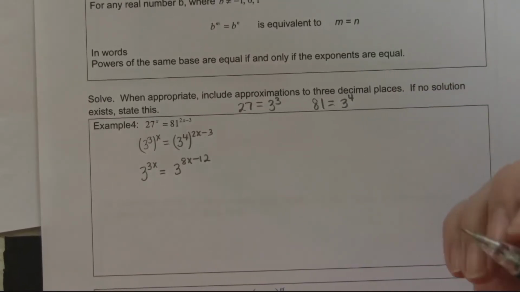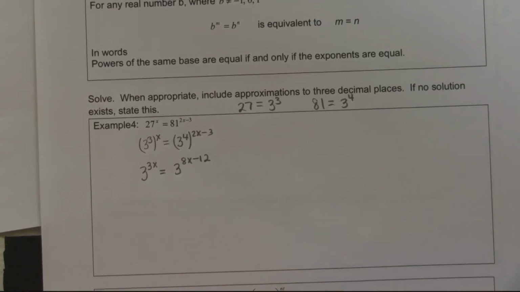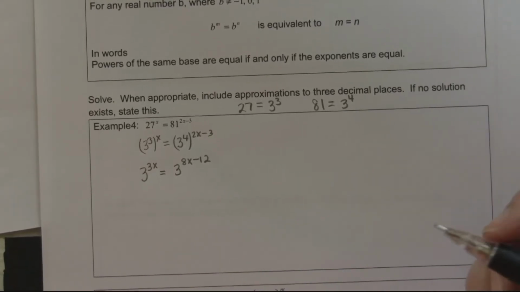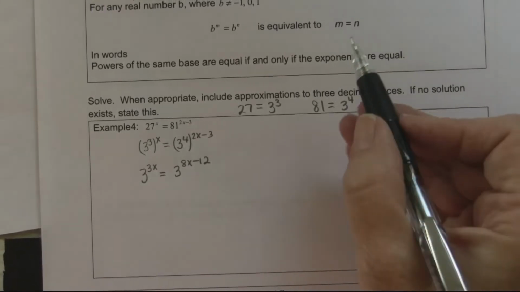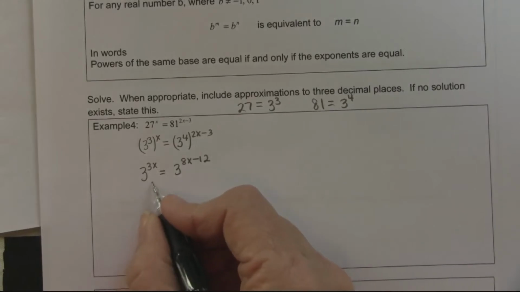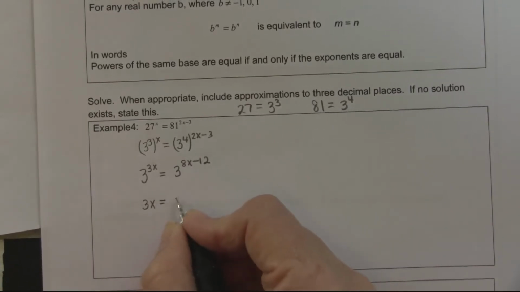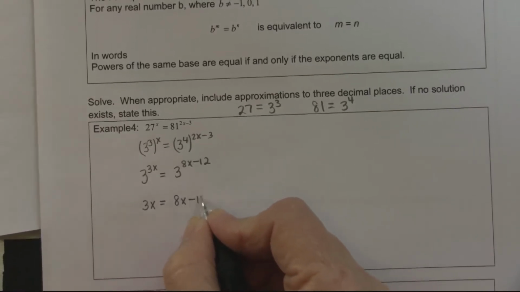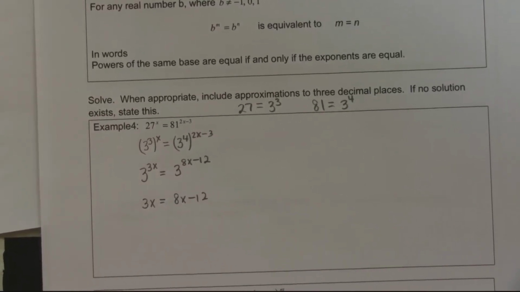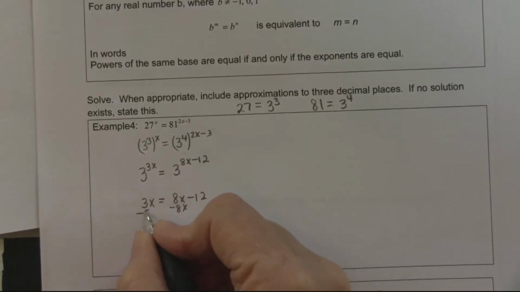I only noticed that they had the same base and took advantage of it. Then you can set the exponents equal to one another, so this would become 3x, that's the exponent, equals 8x minus 12. And then I can solve that for x. So I can take away 8x from both sides.